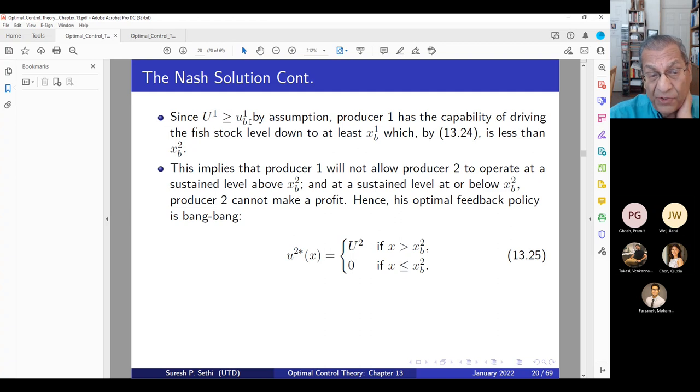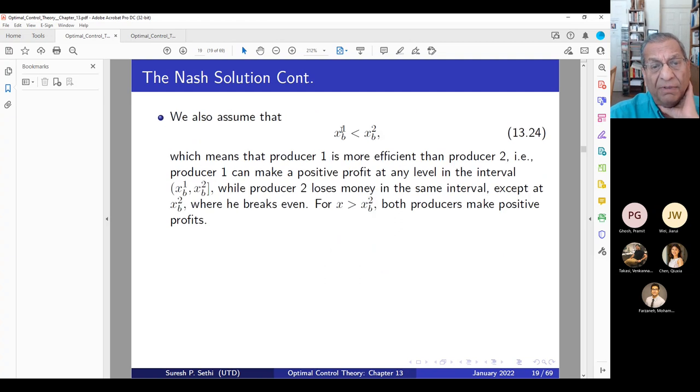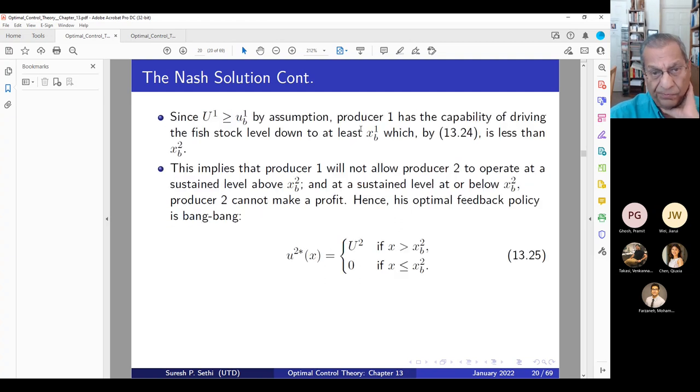Since U1 is bigger than UB1, UB1 is possible for producer one. So he can actually drive the fish stock level all the way to XB1. He can do that. He can drive it all the way to this level if he wants to, okay? Which is less than XB2.